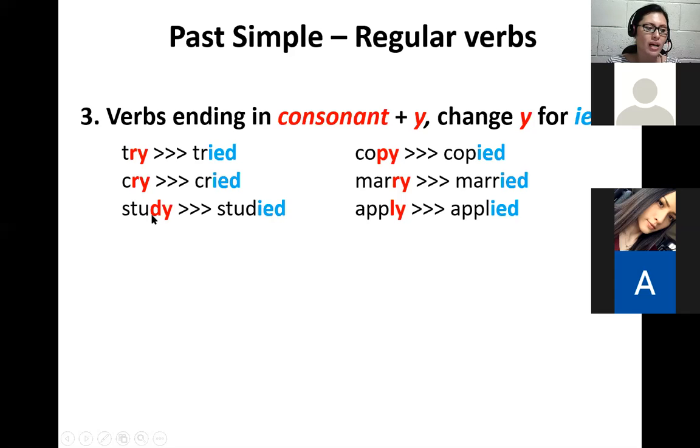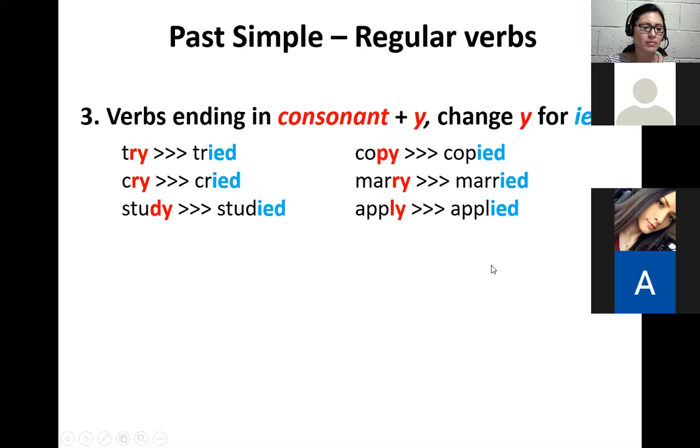So if I have the combination of a consonant plus the letter Y, I have to remove the letter Y and add the letter I. Copy, copied, right? Marry, married, apply, applied, right? So that's when we have consonant plus Y.